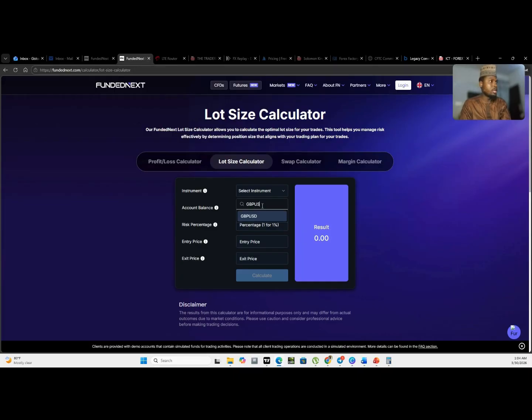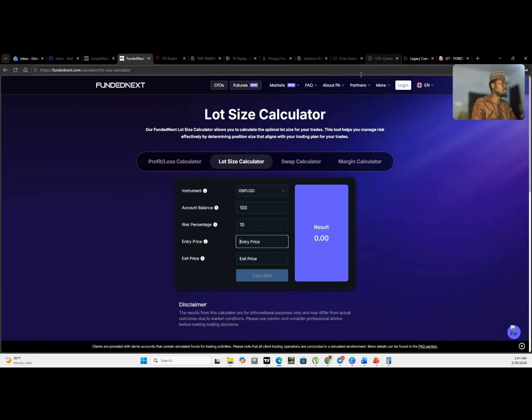GBP USD. So our account size, let's say $100, right? Then we are risking what? 10%. But with this one, you cannot use pips directly. You have to give them your entry price and exit price. They will calculate their pips by themselves.